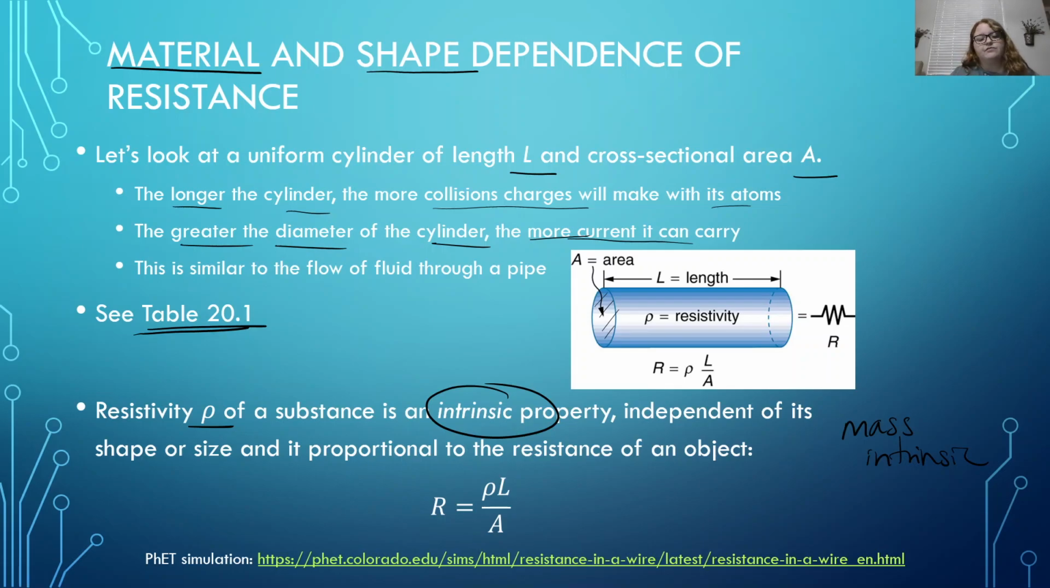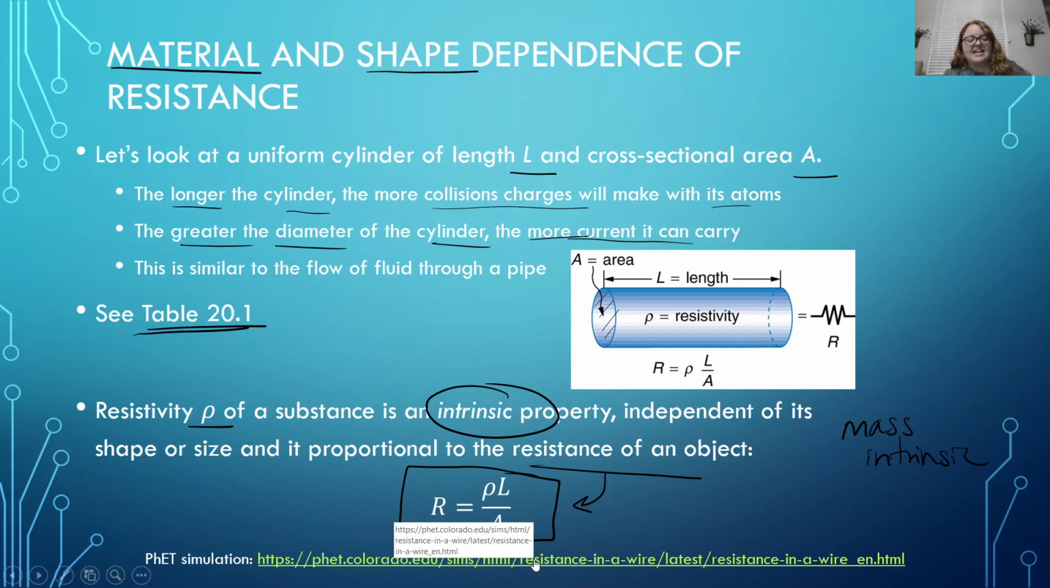So again, for this resistivity rho, the resistance of an object here can be calculated as so, given some resistivity of an object, whatever that substance is, the length, and the cross-sectional area. Okay.